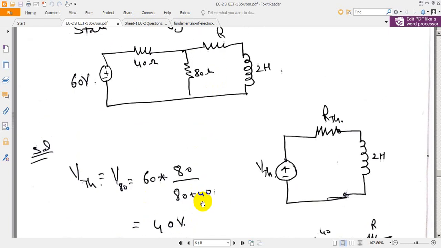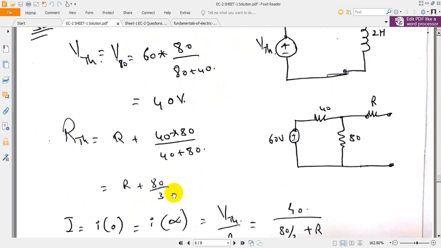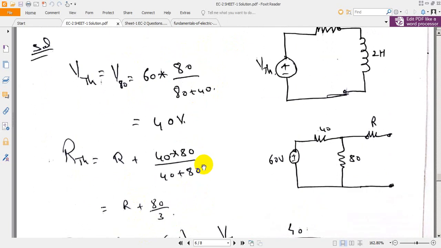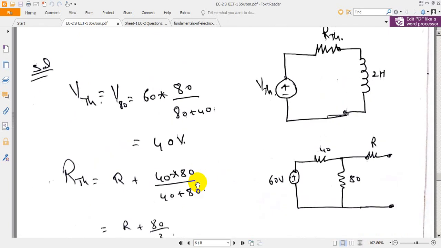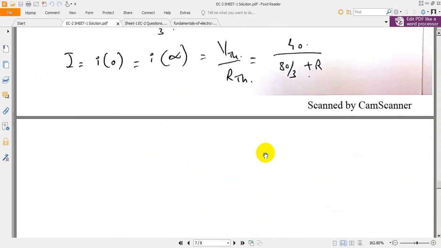by 40 plus 80. These two are parallel and this is in series. So R Thevenin will be R plus 80 by 3 you will get. Under steady state, I is equal to I naught is equal to I infinity. So V Thevenin by R Thevenin under short circuit, which is equal to 40 by 80 by 3 plus R.